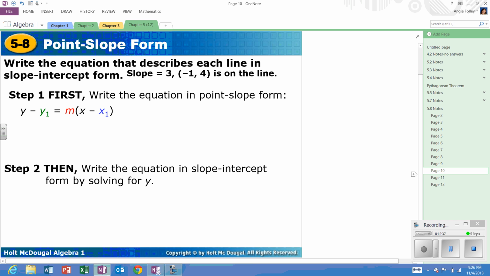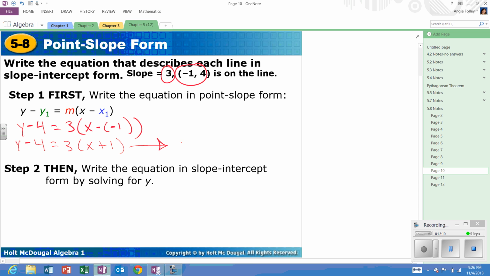Okay, we can also write the equation that describes the line in slope-intercept form. So if we're given the slope of 3 and then this point (-1, 4) on the line, this is kind of what we've already been doing. We would write the equation first in point slope form. So y minus y1 is y minus 4 equals m, our 3, times x minus negative 1. That becomes y minus 4 equals 3 times x plus 1.